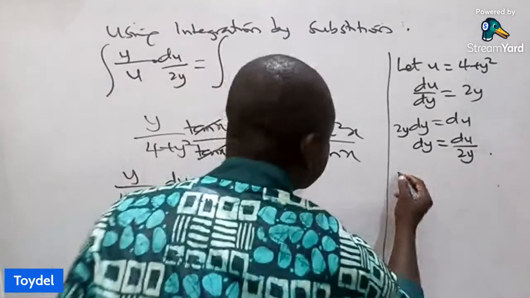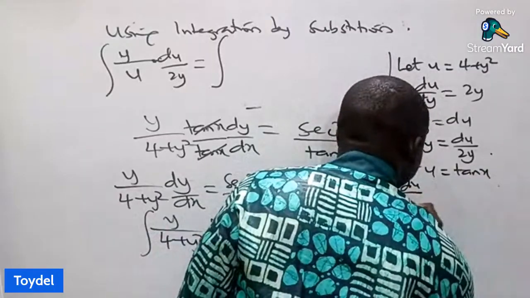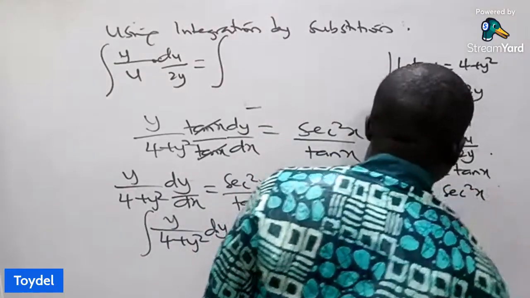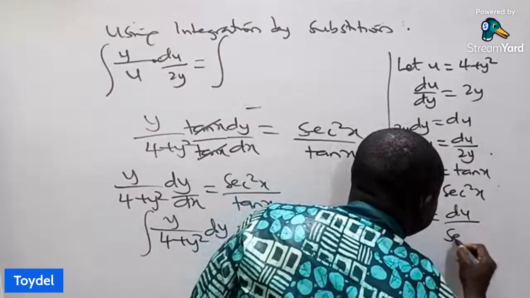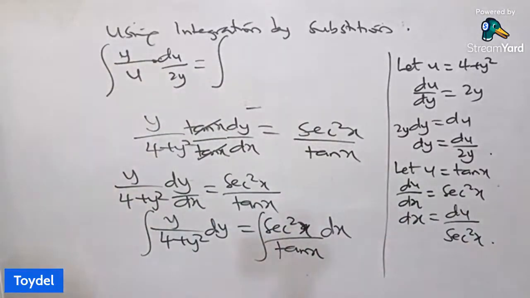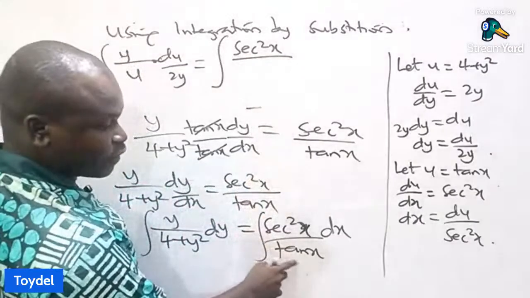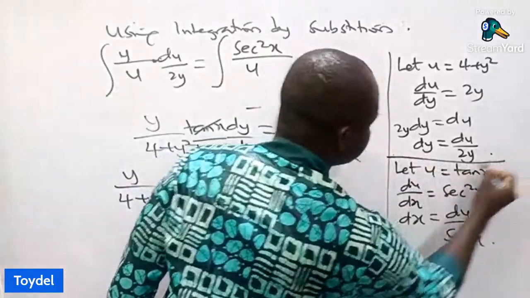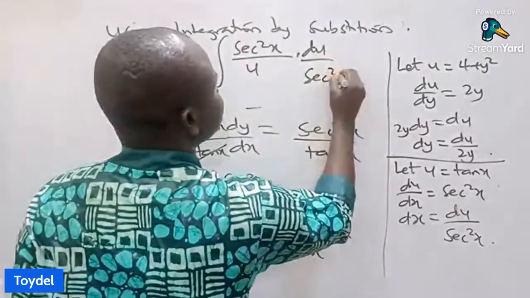I will say let u is equal to tan x, so that du dx will be equal to sec squared x. Then I want to make dx the subject of formula. dx will now be du all over sec squared x. So this right hand side now, I will have sec squared x all over, instead of tan x, I'm going to change it to u. Then multiply by, instead of dx, du all over sec squared x.